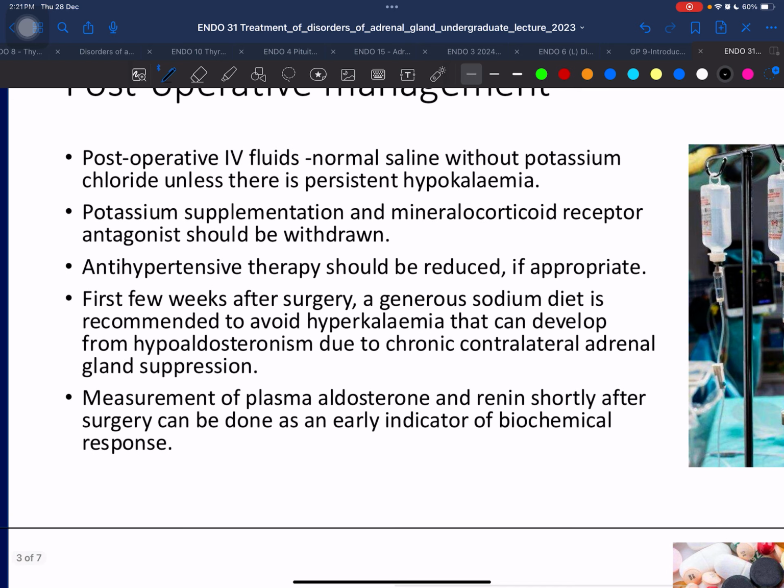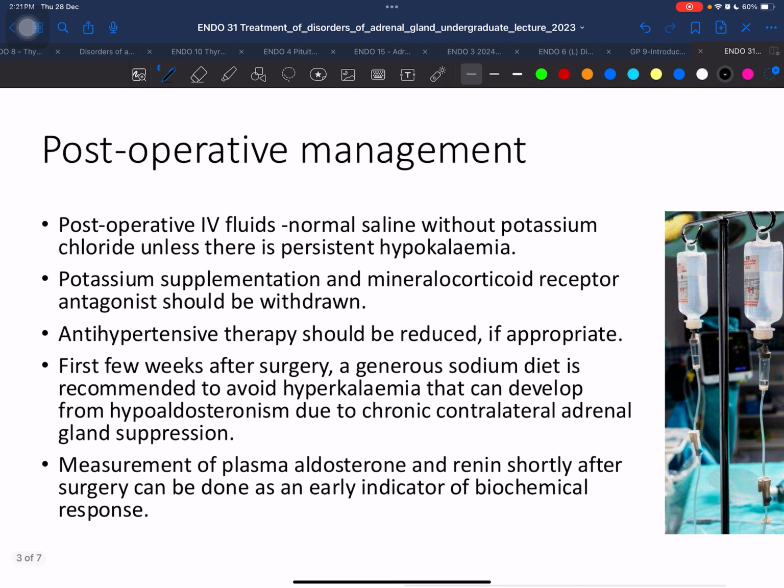You need to give post-operative IV fluids, normal saline without potassium chloride, unless there's persistent hypokalemia, because you would expect the patient to get back to normal physiology once the tumor has been removed. Potassium supplementation and mineralocorticoid receptor antagonist should be withdrawn because you don't want the patient to get hyperkalemia after that. The patient usually is on some form of antihypertensive therapy. It should be removed gradually post-surgery because you would expect the patient's BP to get back to normal.